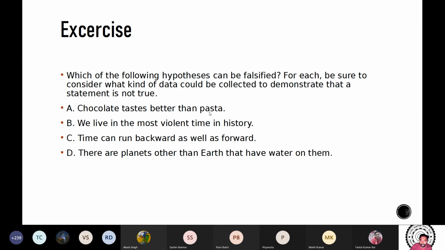Is this a doubt about the activity or something else? Yes, sir. Okay, tell me. While considering these questions, would we have to consider the subjectivity involved in that statement also, while considering whether it could be falsified or not? Sir, it's bound to a person's choice, not a general statement.